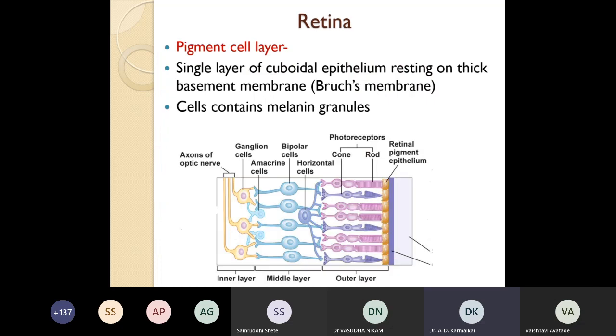The pigment cell layer is non-neural. It is a single layer of cuboidal epithelium resting on the basement membrane, the Bruch membrane. Now why is it pigmented? Because it contains melanin granules.